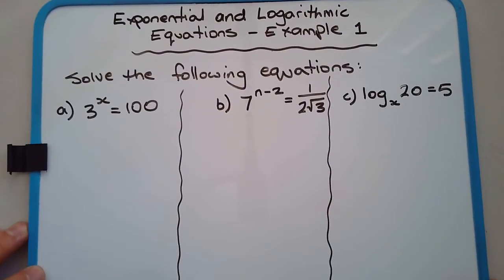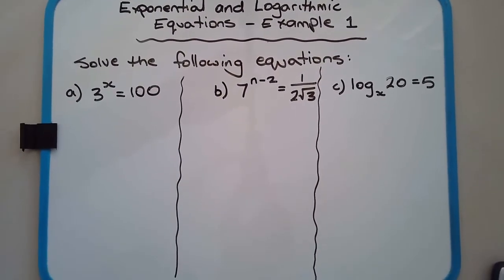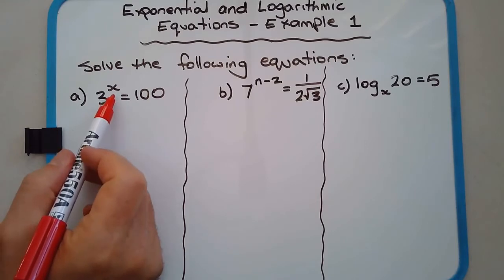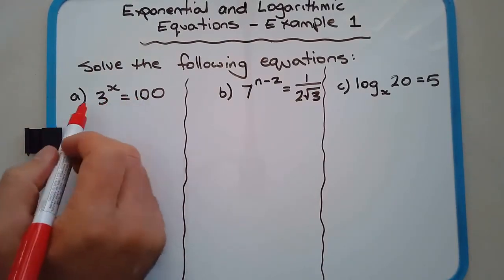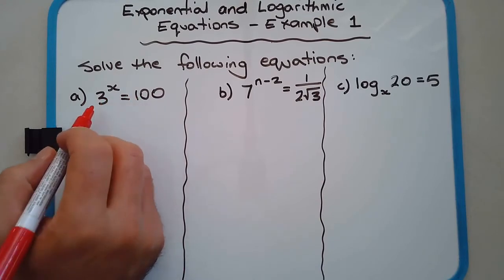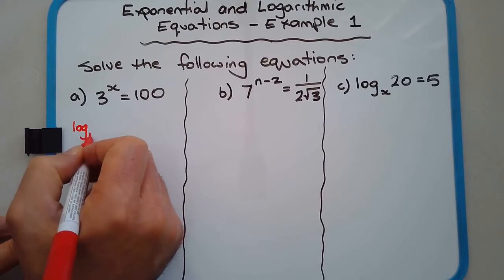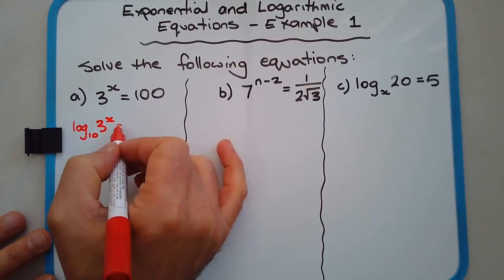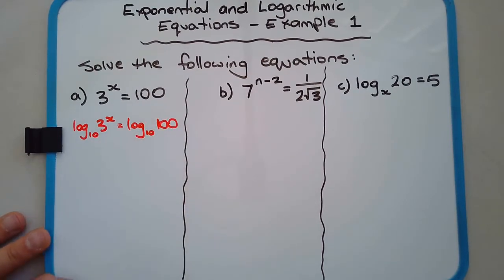So I might just adjust the camera a little bit, just hopefully get the whole board there. Yep, I think that's good. Okay, so first equation, we have 3 to the power of x equals 100. So the first thing we're going to do is take the logarithm of base 10 of both sides. So we're going to say log base 10 of 3 to the power of x is equal to log base 10 of 100.